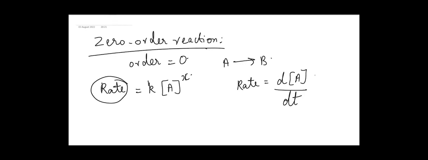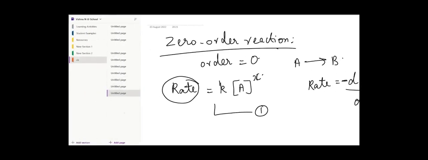Since the reactant concentration decreases with respect to time, let us introduce a negative sign here, since the rate is negative. Now, let us name this equation 1, and name this equation 2. Both equations are the same. So, we can equate the right hand sides of both these equations. By equating these, we get dA by dt is nothing but minus k times A power x.